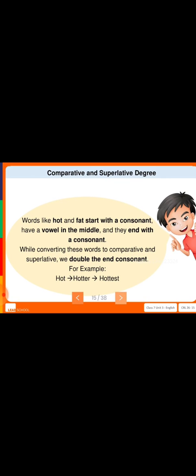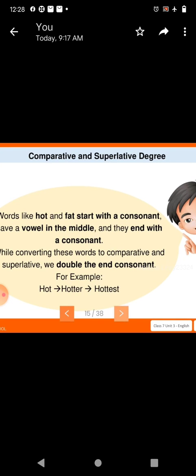As I explained, fat, hot and all apply the CVC rule. So we need to double the end consonant, and we have to add ER for the comparative and EST for the superlative. Now the third rule: when the adverb ends with the letter E, we need to add just R for the comparative and ST for the superlative. Example, late, later, latest.